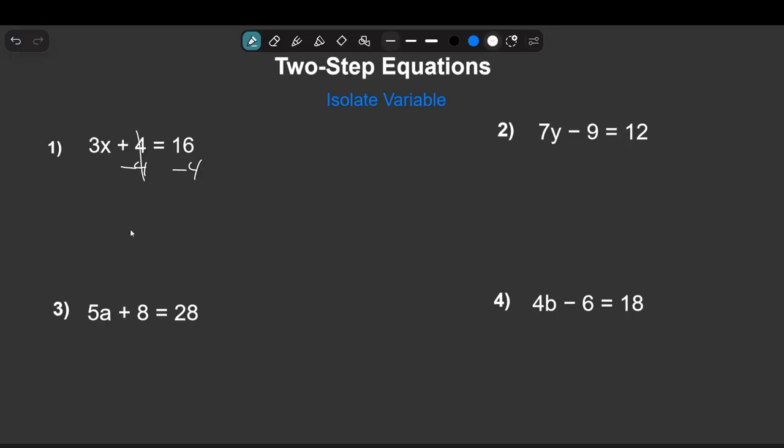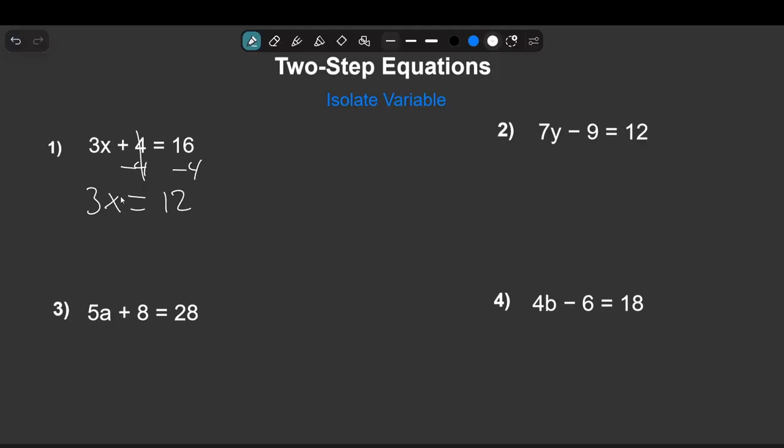Well, these two cancel each other out, so we are left with 3x. Now, 3x equals 16 minus 4. 16 minus 4 equals 12. So now we are left with this. And as you guys can see here, we basically made a sort of one-step equation.